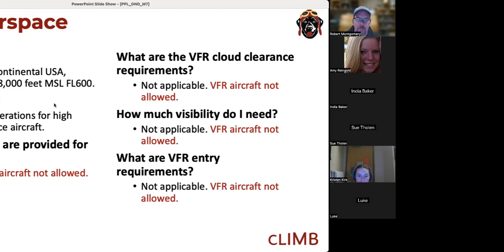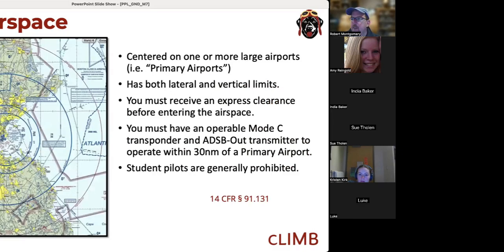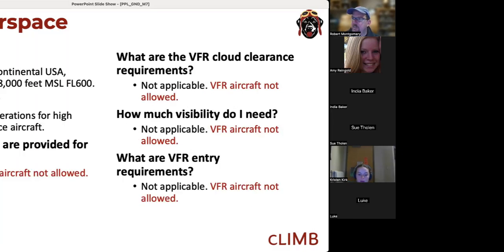Okay. So what do you really need to remember? You need to remember that you're not allowed in the airspace under visual flight rules. And you have to remember that it starts at, this is my favorite little mnemonic, it starts at 18,000 feet. Class A is 18,000 feet. I don't know. That's how I remember it. Okay. Questions about Class A?